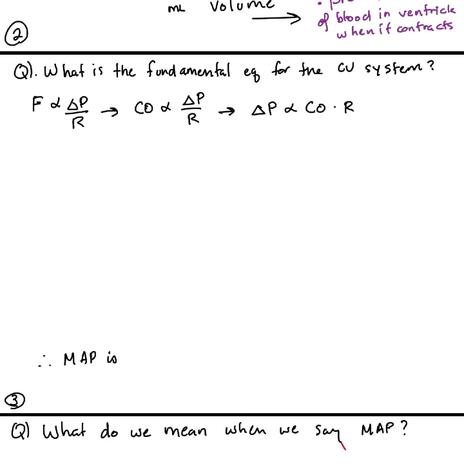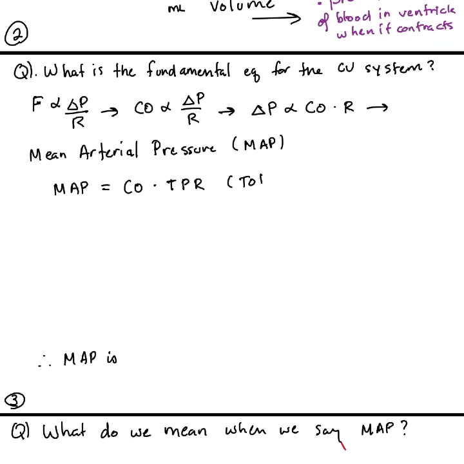We're going to call that pressure gradient by a new name: mean arterial pressure, or MAP. And that's the term we'll use from here on out. We can then define a new equation for the cardiovascular system: MAP is equal to cardiac output times, and we're going to come up with a new name for resistance, total peripheral resistance. What this represents is the resistance of all of your blood vessels.